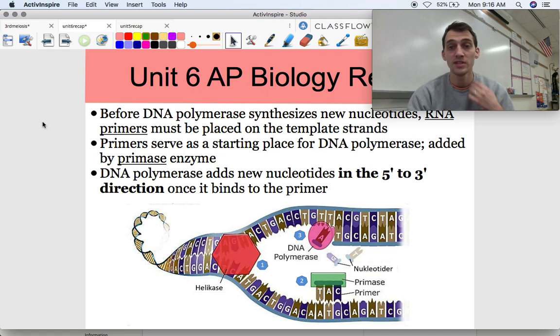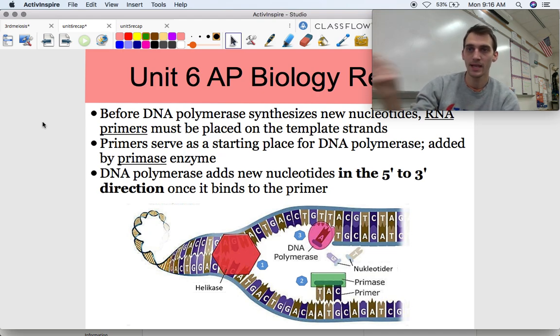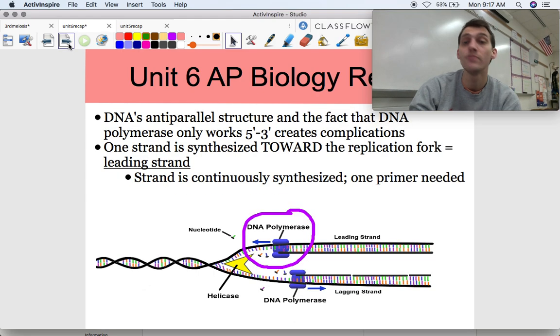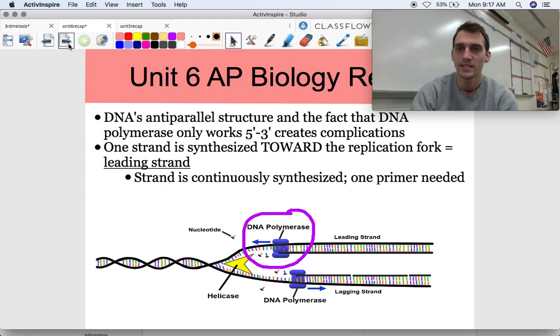Primers serve as a starting place for DNA polymerase, and they're added by what's called a primase enzyme. It's very appropriately named. So primase adds primers and allows a place for DNA replication to begin, or DNA polymerase to place new nucleotides. After that, DNA polymerase adds new nucleotides only in the 5' to 3' direction. That's something to remember once it binds to the primer. Okay, so here's a primer. DNA polymerase is going to attach itself near the primer or onto the primer so that it can start producing new DNA nucleotides. And primers are made of RNA, so that RNA eventually needs to be replaced.